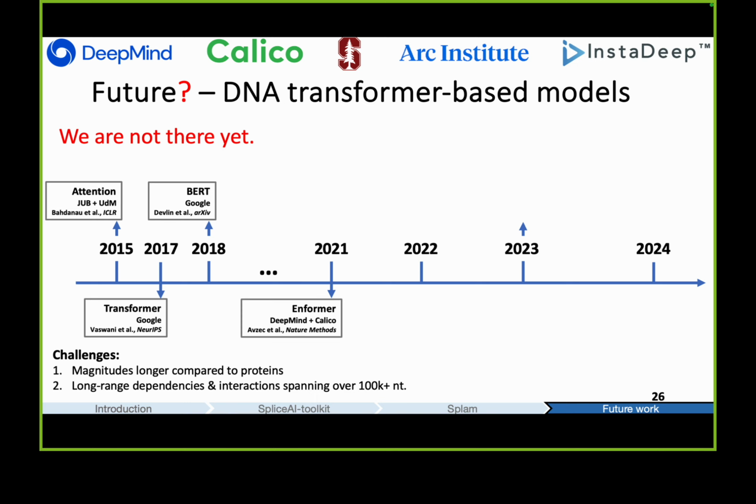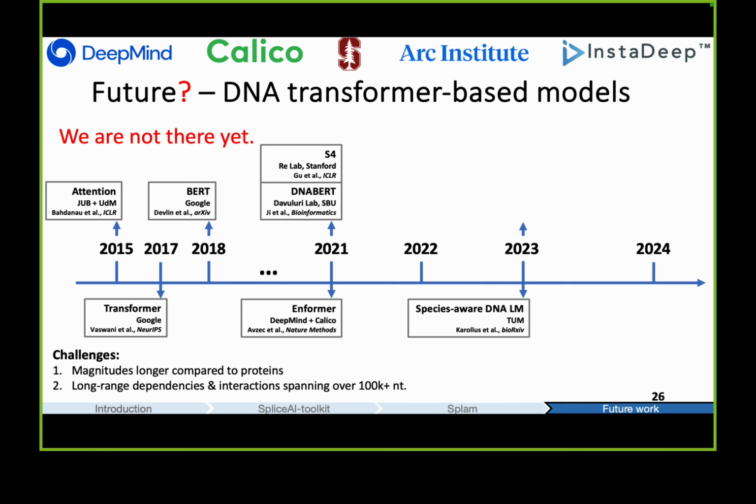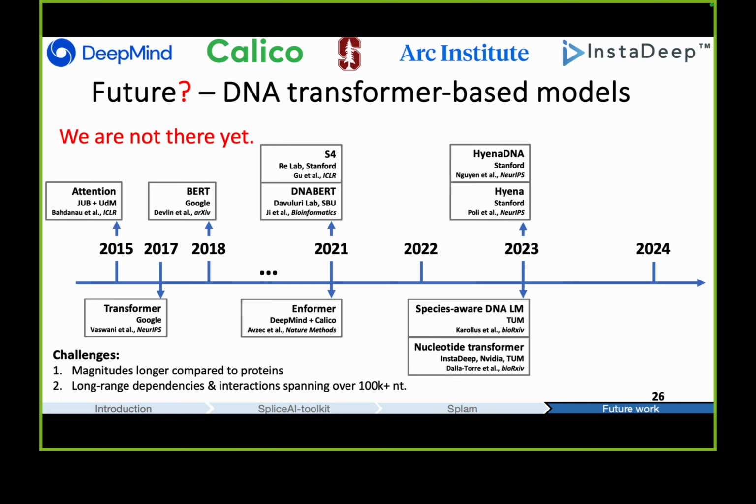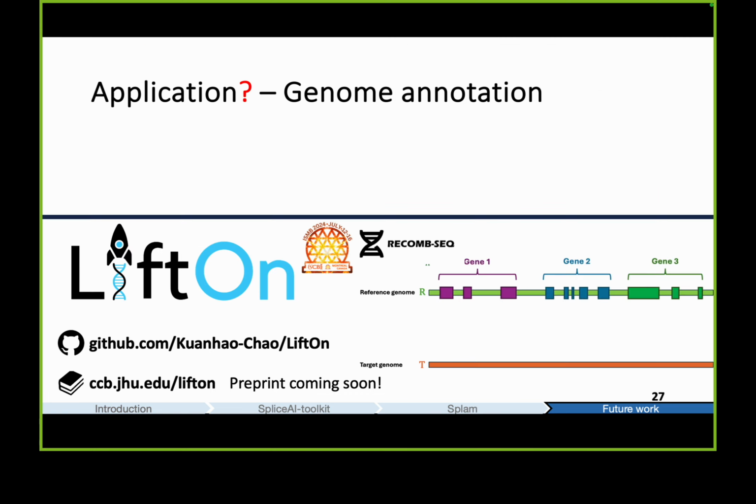Examples include Enformer, DNABERT, S4 state models, HyenaDNA, along with more recent ones like Nucleotide Transformer by InstaDeep, and Evo, which was developed on the special model architecture that they proposed, StripedHyena, and was released by Stanford and Arc Institute. So challenges remain, particularly with the substantially longer DNA sequences, and it's harder to capture the long-range interactions and dependencies. Additionally, there is the current limit of up to around 100,000 base pairs.